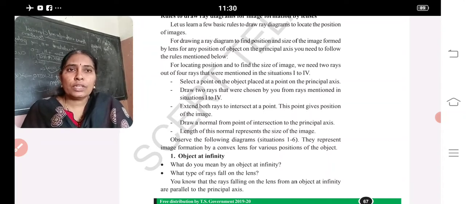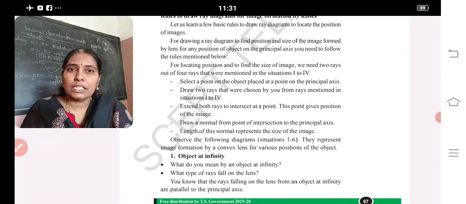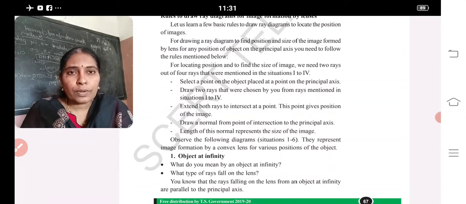So these are the four sign conventions you have to remember. First, what is that sign convention? Always the object should be placed on the principal axis. Select a position of the object on the principal axis, and from that draw any two rays from the four situations which strike the lens, refract and converge at a point, and the converging point will give the position of the image. And draw a normal from that intersecting point to the principal axis, that will decide the size of the image.